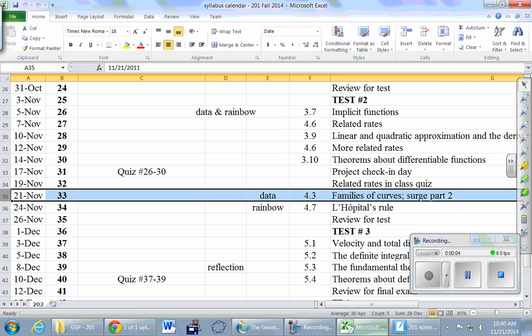We talked today about a new concept called families of curves, and then we will see the surge function again. We looked at this maybe a month ago or something earlier in the term.